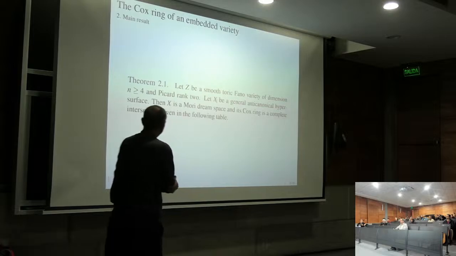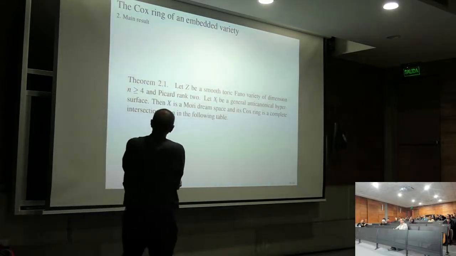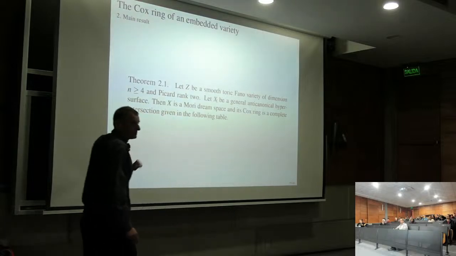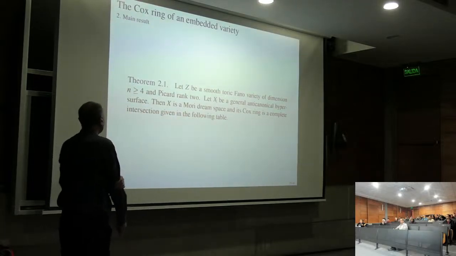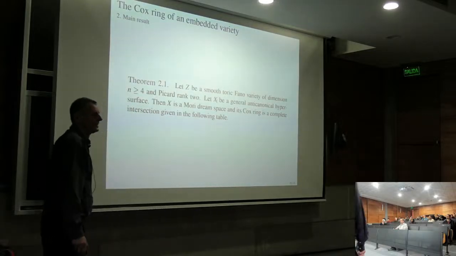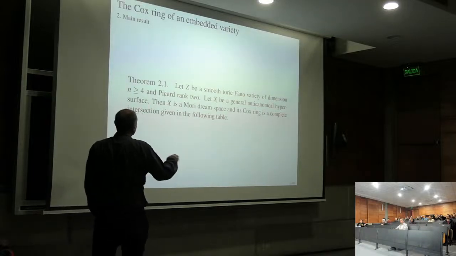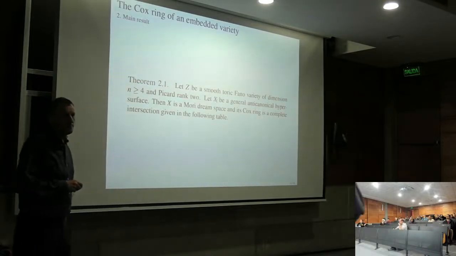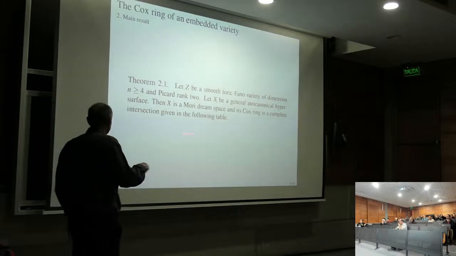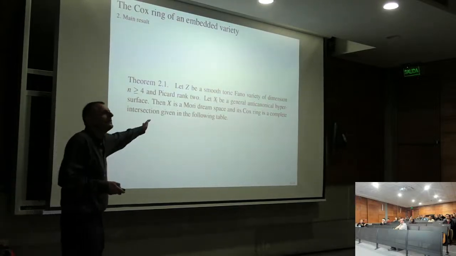because of the Lefschetz hyperplane theorem. Pick a rank 2 Picard group, and take X to be a general anti-canonical hypersurface. So this is Calabi-Yau. Then X is a Mori dream space, and the Cox ring is a complete intersection, and it's given in the following table.